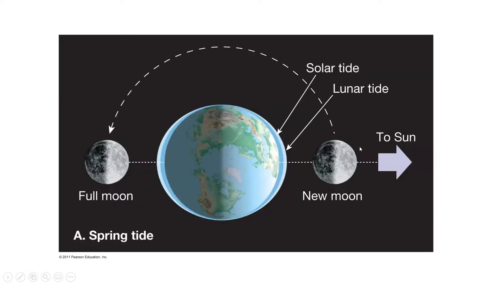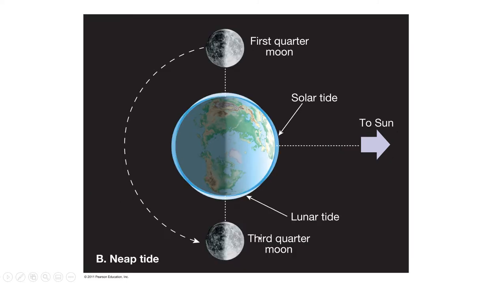Here's just another illustration. So here's a spring tide. The moon and the sun are both pulling in the same orientation. So if you were rotating on the Earth, you'd rotate into the high tide, into the low tide, high tide, low tide. Here's the neap tide. Here the sun is pulling this way, the moon is pulling at 90 degrees to that, so there's still a low tide and a high tide, but much less of a difference.